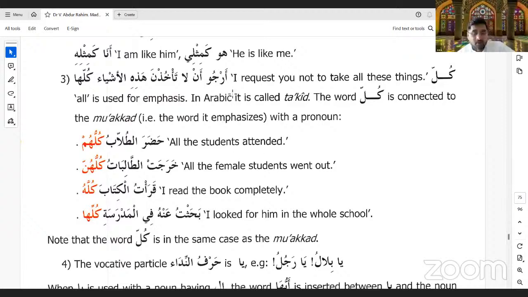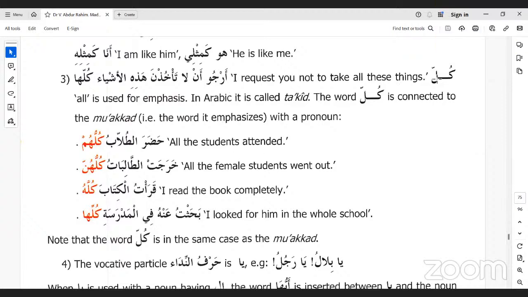Bismillah ir-Rahman ir-Rahim. أرجو أن لا تأخذنا هذه الأشياء كلها. Arju, I wish, I request you not to take all these things. It means I request you أن لا تأخذنا هذه الأشياء كلها.